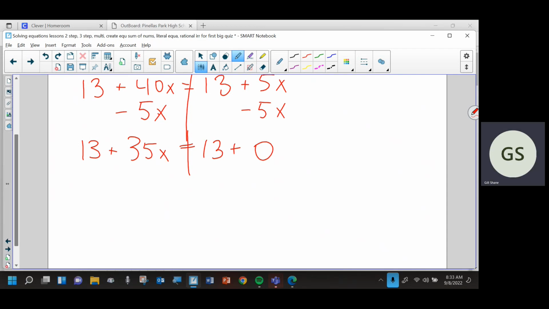Now what's my next step? The 0 we don't really need, so I'm just going to scratch through that. 13 plus 0 is just 13. What do I do now? Now it's a two-step equation. You should all be able to do that for the quiz today, which we need to start.